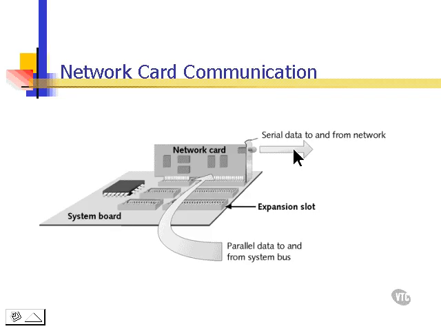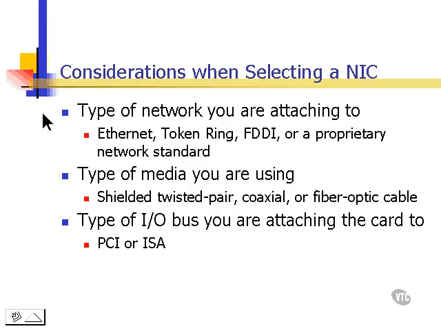Things to consider when selecting a network interface card include the type of network that you're attaching to, for example, Ethernet, Token Ring, FDDI, or some other proprietary network standard. The type of media that you're going to use, for example, what kind of connections do you need to have? Shielded twisted pair, coaxial, or maybe even fiber optic. And then the type of input-output bus that you are attaching the card to. For example, is it an ISA slot that's available in your computer, or is it a PCI slot?